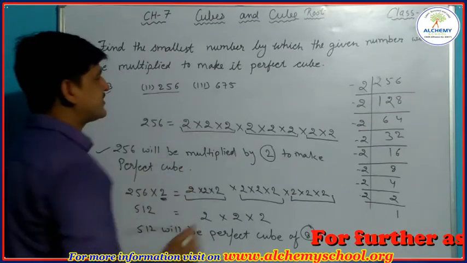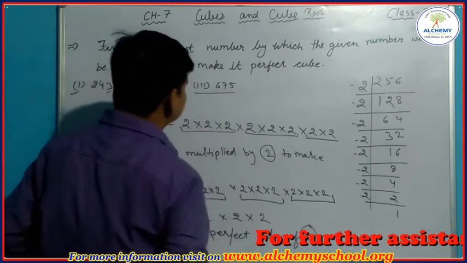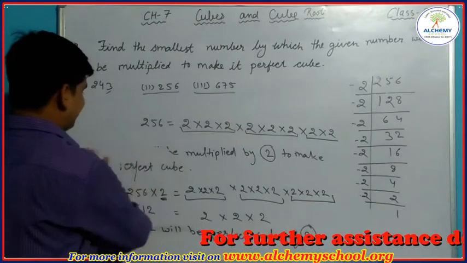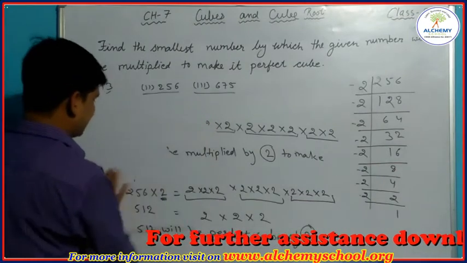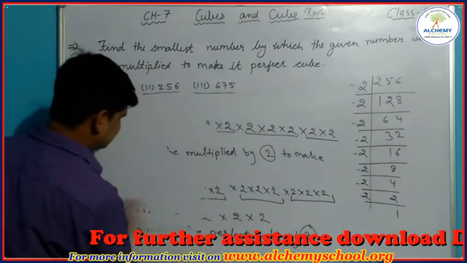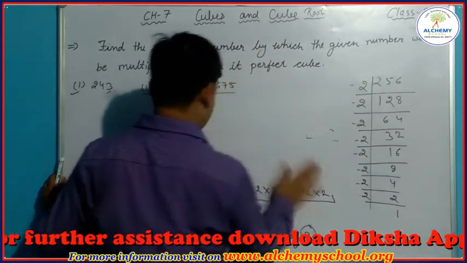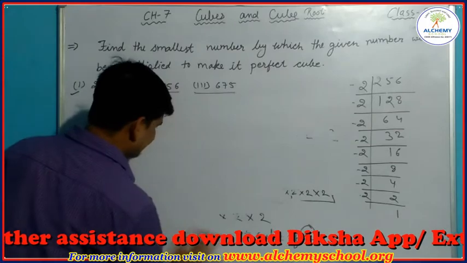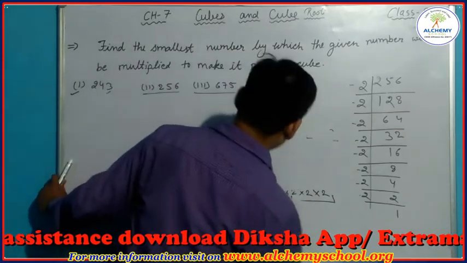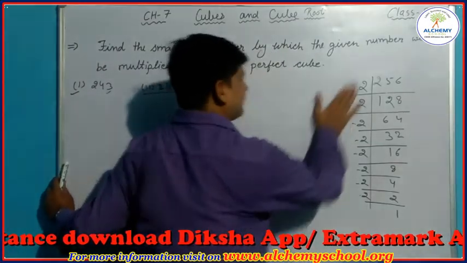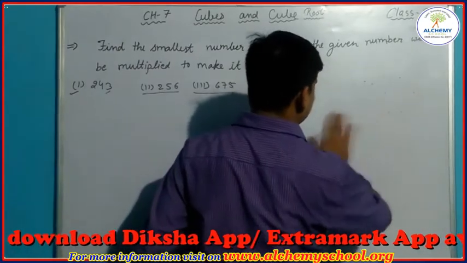Let's try to understand the third example, that is 675. The same procedure we have to apply with this number also. First we have to factorize 675 and find the prime factors of 675 by applying the prime factorization method.